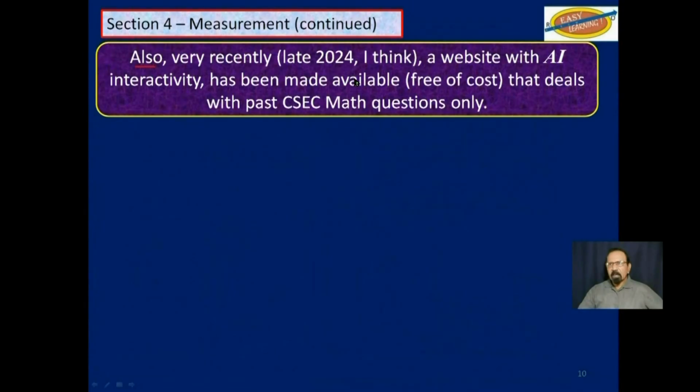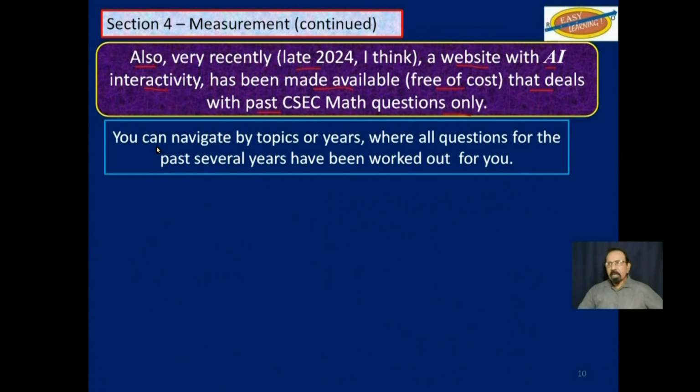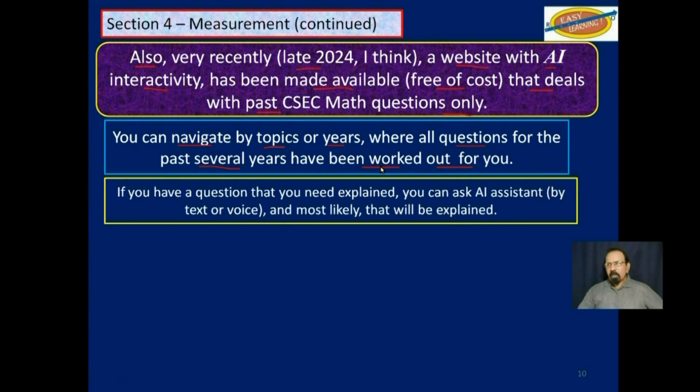Also, very recently, in late 2024, a website with AI interactivity has been made available free of cost that deals with past CSEC math questions, only from paper 2. You can navigate by topics or years, where all questions for the past several years have been worked out for you. That is all questions from paper 2. If you still have a question that you need explained, you can ask the AI assistant either by text or voice, and most likely that will be explained for you.